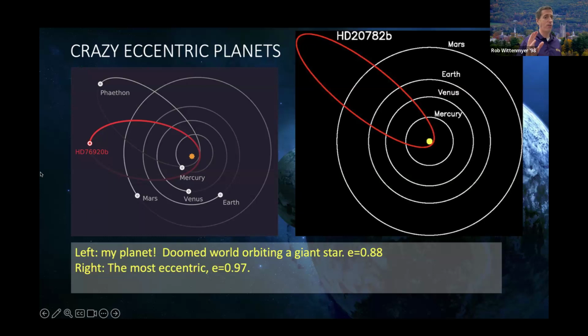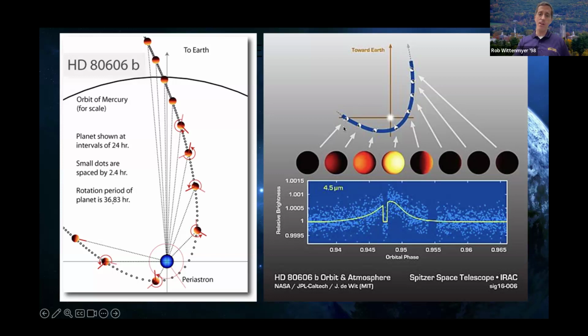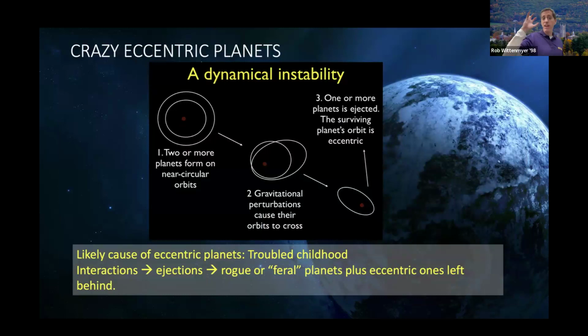And this other one on the right is 20782, the most elliptical orbit that we know about. So eccentricity near one. So the higher this E number, the more crazy elliptical the orbit is. You can imagine that's not a good solar system to live in if you've got a planet just crashing around like this, huh? So this matters. 80606 is a fun one because it transited, so you could actually measure the flash heating as it whipped around the star and goes out. You can actually measure the planet basically heating up. How do you make an eccentric planet?